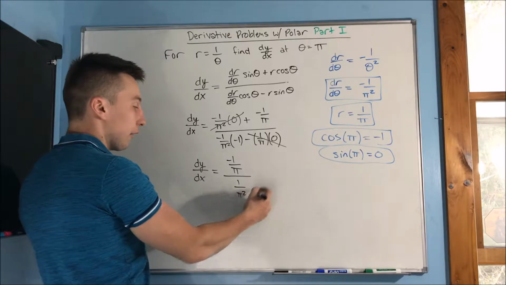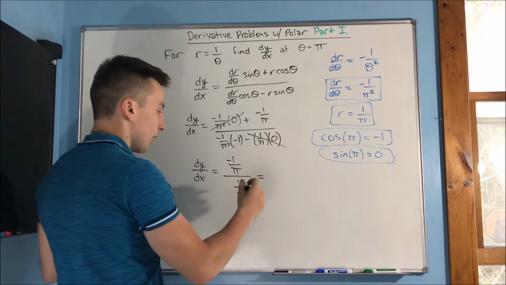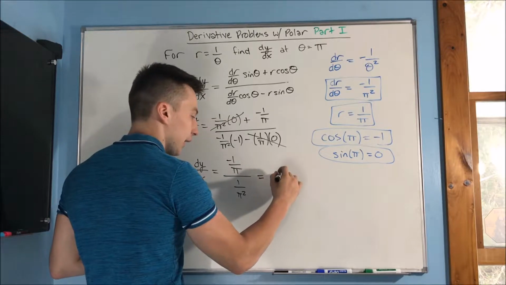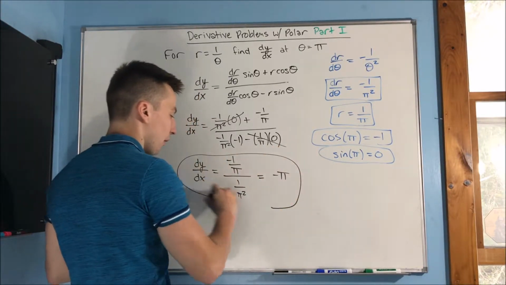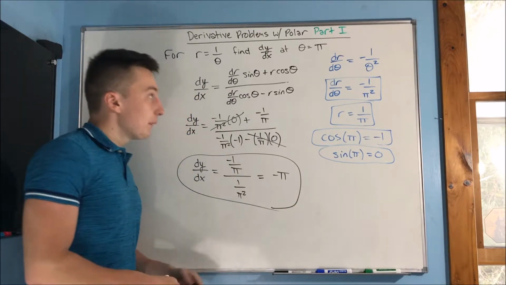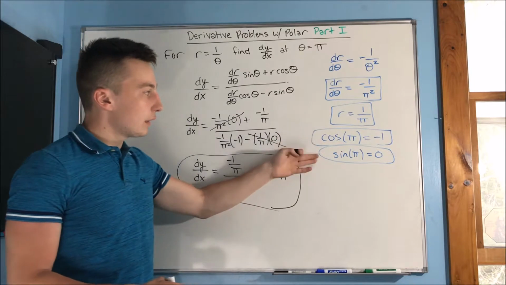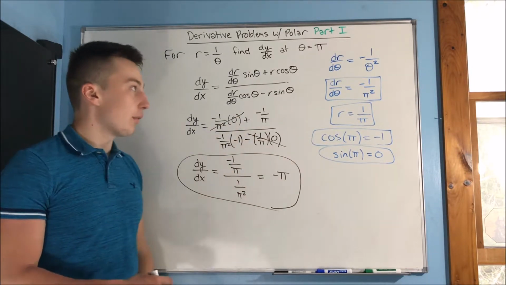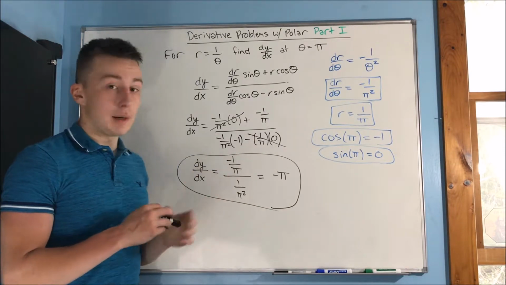Of course, you can flip this fraction up to the top here, and you're going to get dy dx equals negative pi. Alright, so yeah, really just finding these four things, plugging them in, and solving. That's really all you got to do. Okay, so that's going to do it for this problem.